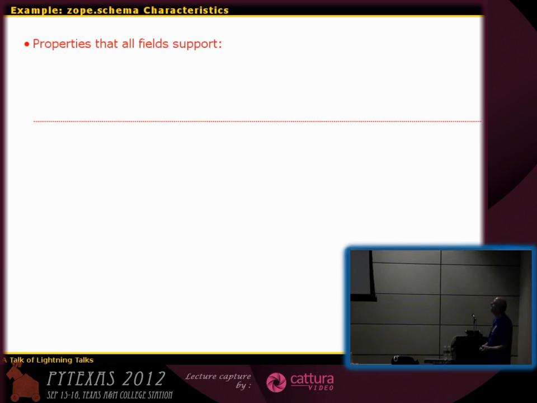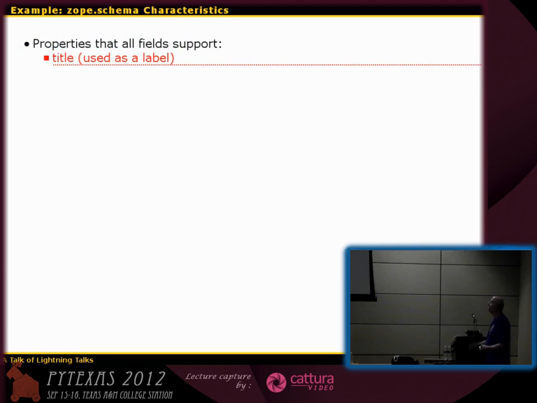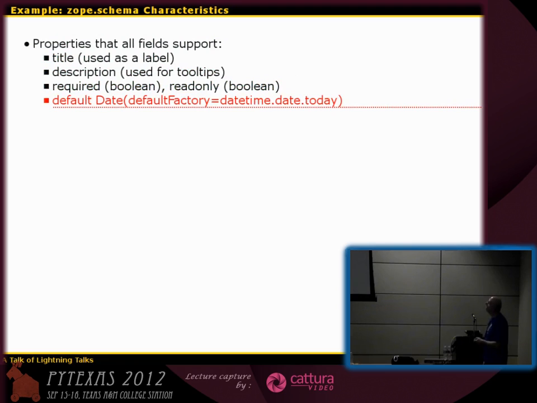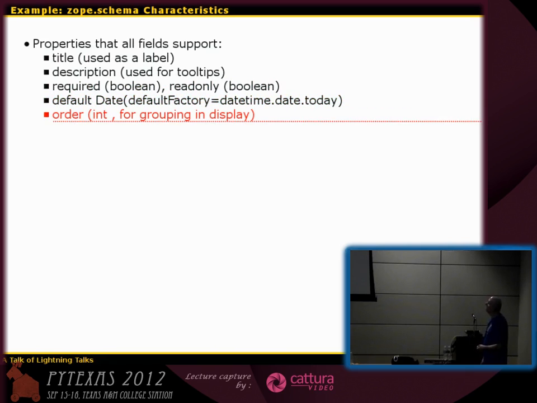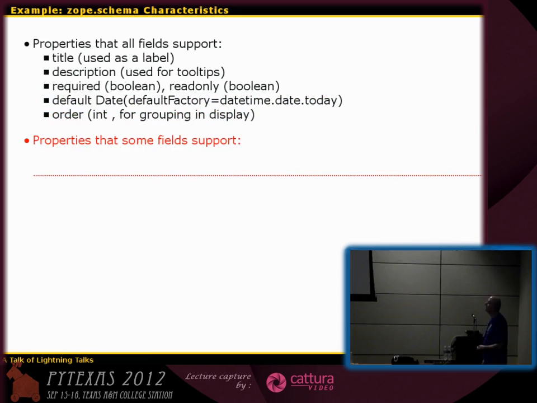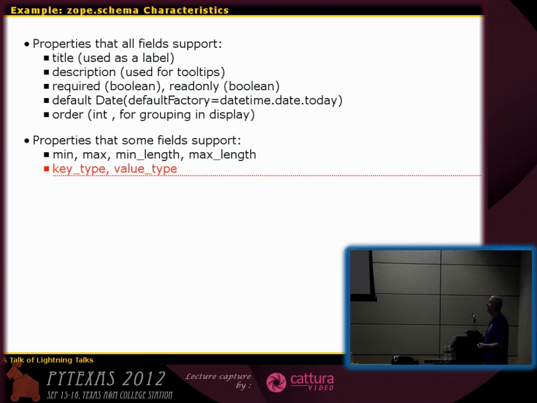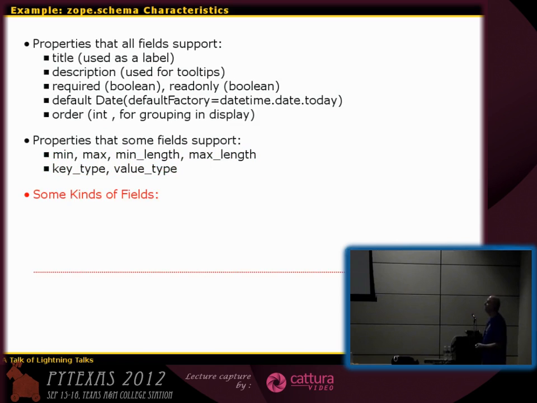Okay. And the characteristics are that every attribute can have a title, a description for tooltips, required, read-only. You can set default values. So if the attribute's not provided, it's computed or defaulted. So here we can say if someone doesn't provide a date, it actually defaults to today, sort of like a SQL column default. You can pass order so that you can see how the fields are laid out on the screen. And then some of the fields also support additional ones, min-max values. Integer must be less than 10 or something, or lengths where it's less than 16 characters. Key type and value type say what belongs in the dictionary.